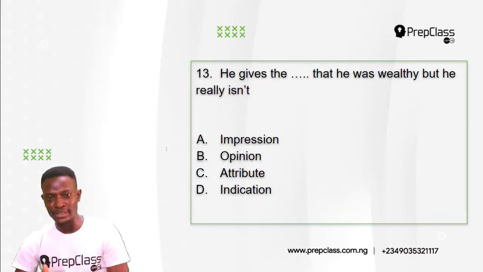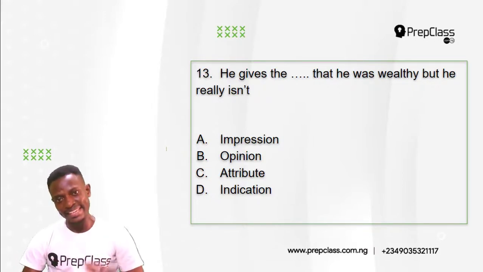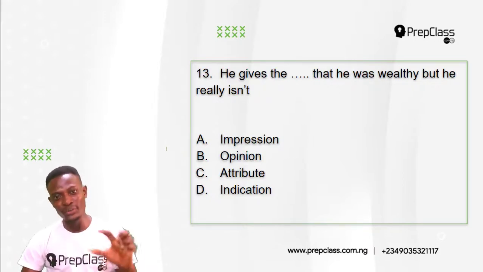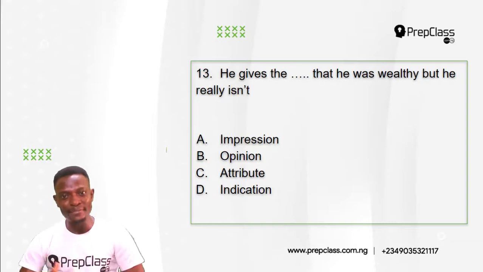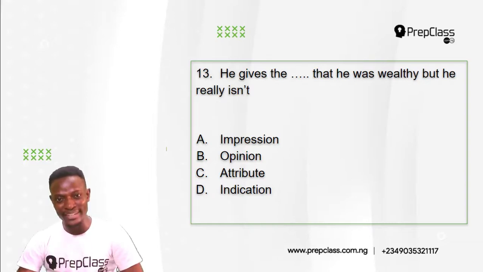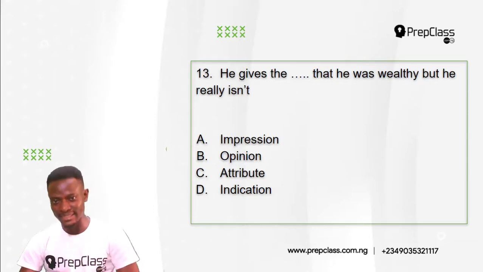Remember, we had to select the option that best completes this sentence. Question 13 reads, he gives the dash that he was wealthy, but he really isn't. A. It gives the impression that he was wealthy, but he really isn't. B. It gives the opinion that he was wealthy. C. It gives the attribute that he was wealthy. D. It gives the indication that he was wealthy. So which of these options is the best to complete this sentence?